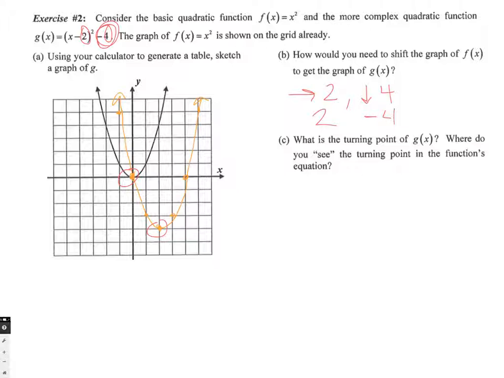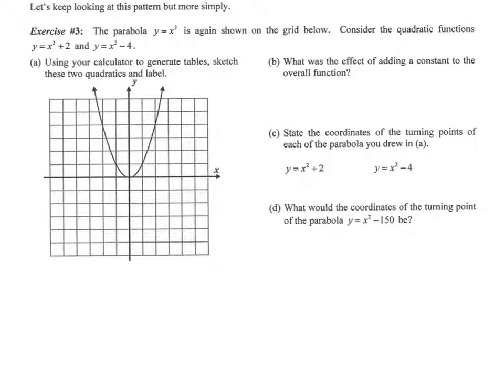So what is the turning point? Well, the turning point of this one is at 2, negative 4, which we see up here, 2 and negative 4. So let's keep looking at this pattern, but more simply. So we have the quadratic equations. The one that's in there already is y equals x squared. So we're going to need to graph the other 2.